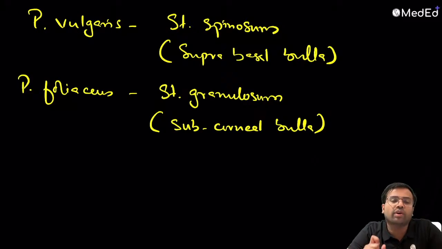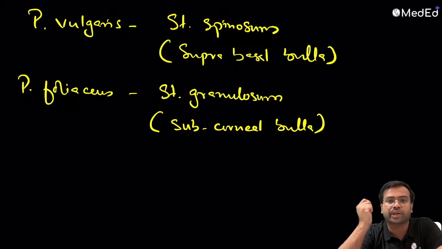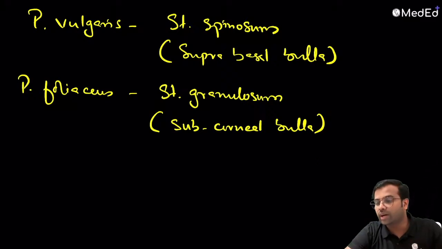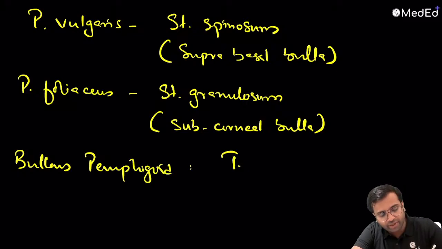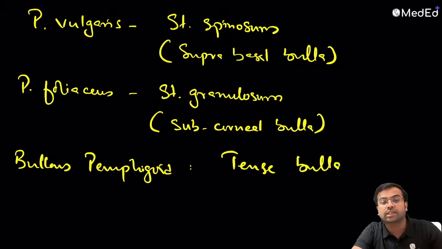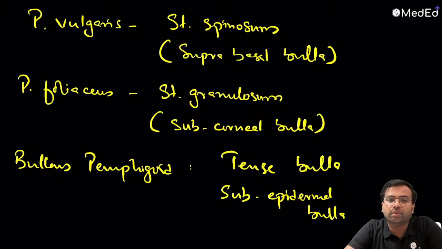And can you name one disease where you find a tense bulla? I'll give you the clue. If a bulla is tense, which doesn't break very easily, it should be something that is present below the epidermis. I mean, not within the epidermis, somewhere below the epidermis. What is the name of that disease? That very important vesiculobullous disease. This is called bullous pemphigoid. So remember, in bullous pemphigoid, we get a tense bulla because the bulla is formed not within the epidermis, it is formed below the epidermis. Hence, we call it a subepidermal bulla.